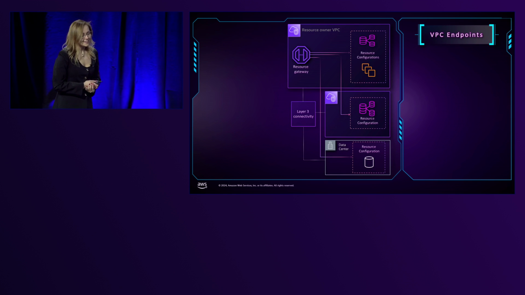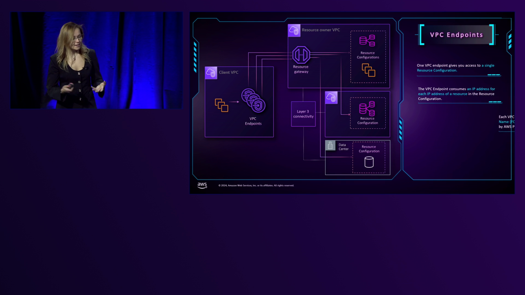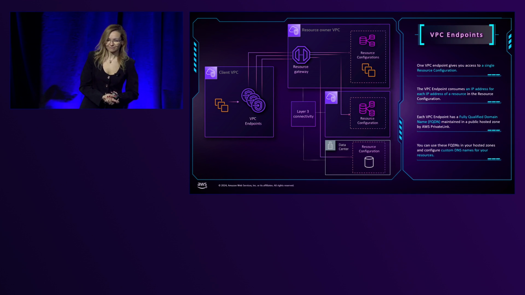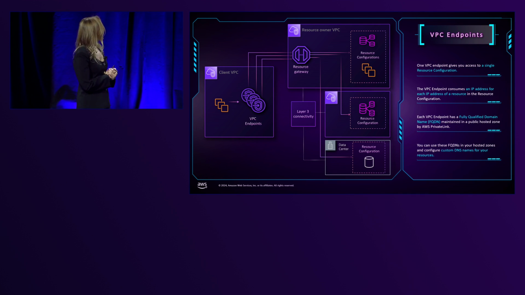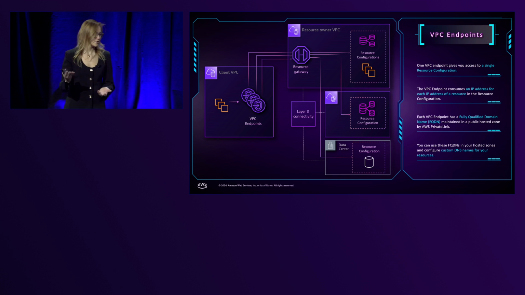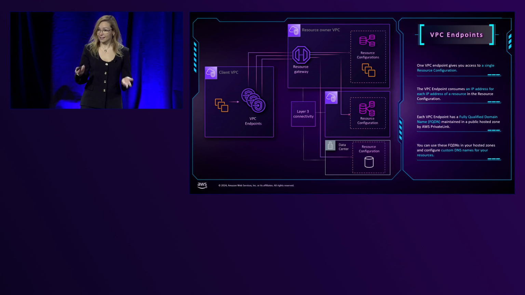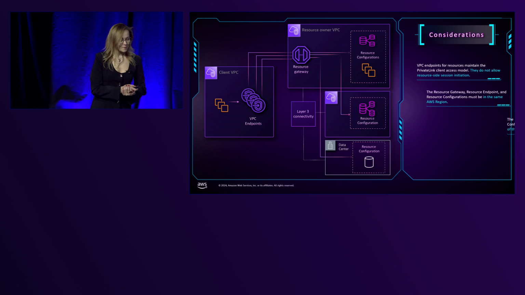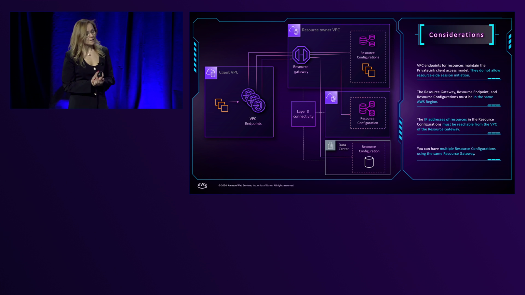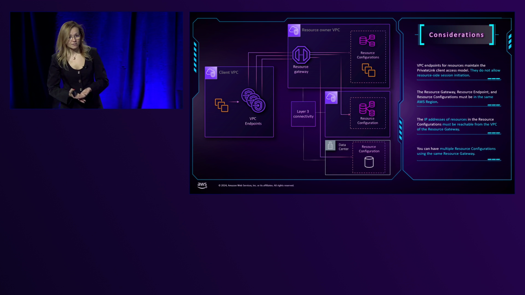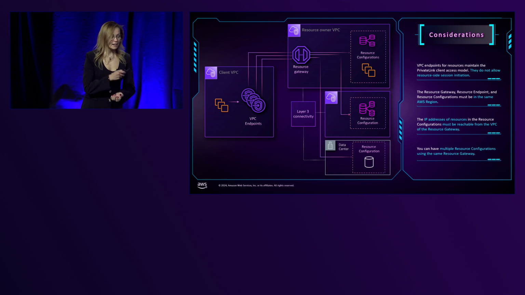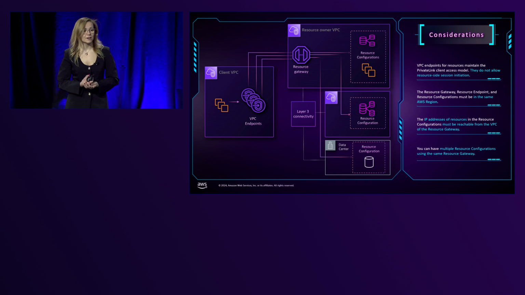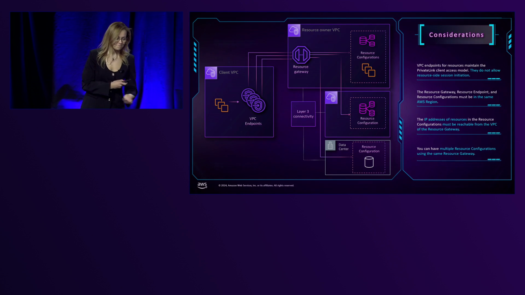And last but not least, the endpoint side, which is the client-side communication. With VPC endpoints, you can have one endpoint per resource configuration, and you can access these resources in remote VPCs and accounts. Now, from a considerations perspective, keep in mind that the resource gateway can have multiple resource configurations associated to it, and you can configure those resource configurations to be on premises, right?